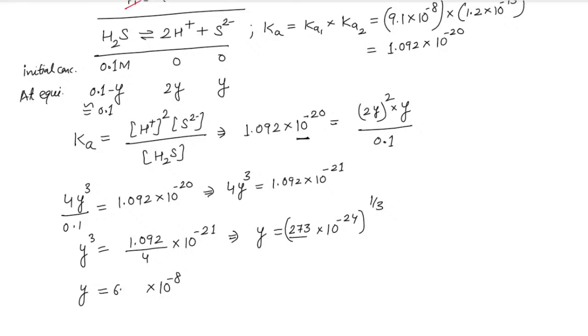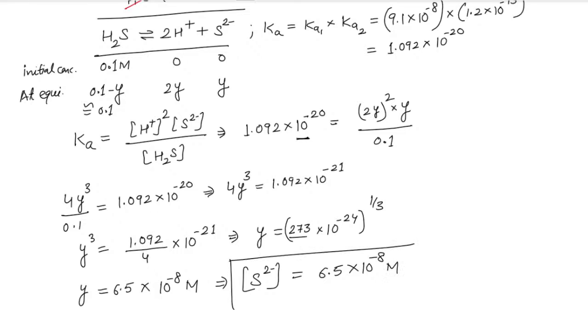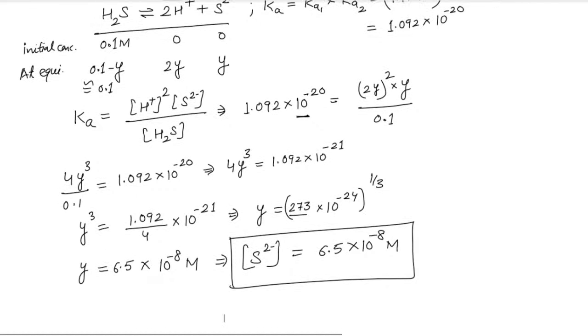6.5 into 10 raised power minus 8 molar. So that is the concentration of S2 negative ion, that is equal to 6.5 into 10 raised power minus 8 molar. It is in the absence of 0.1 molar HCl. Okay. Now case 4.